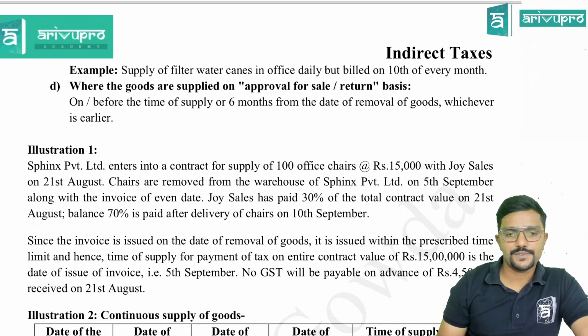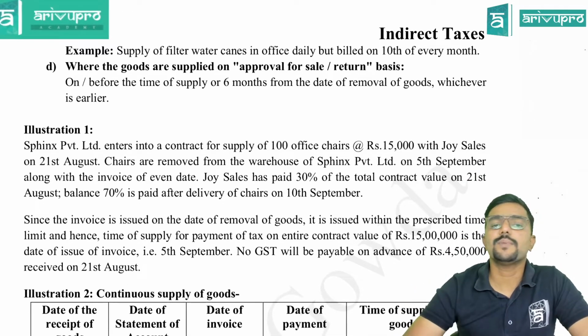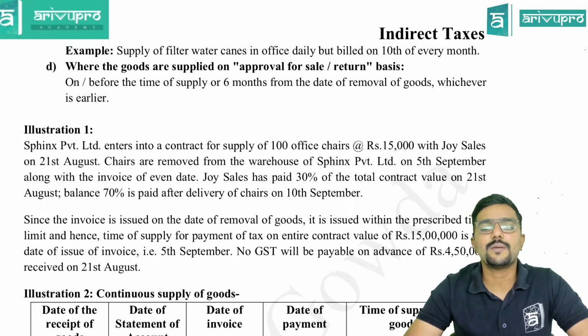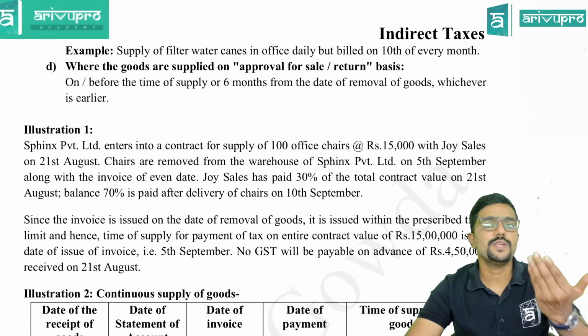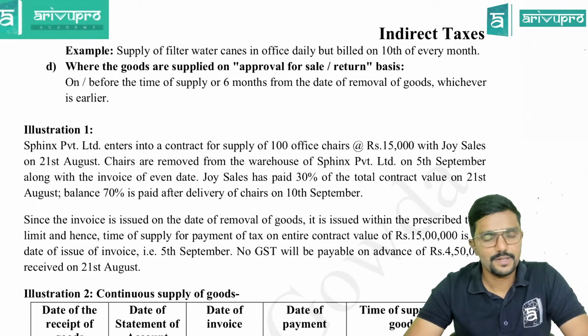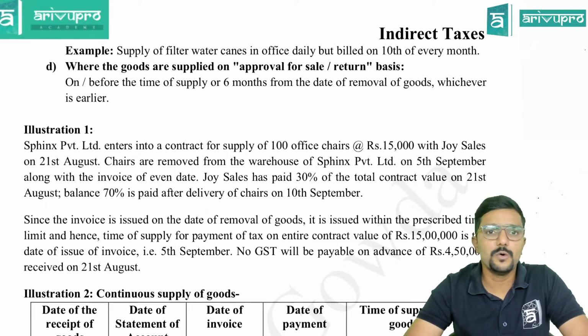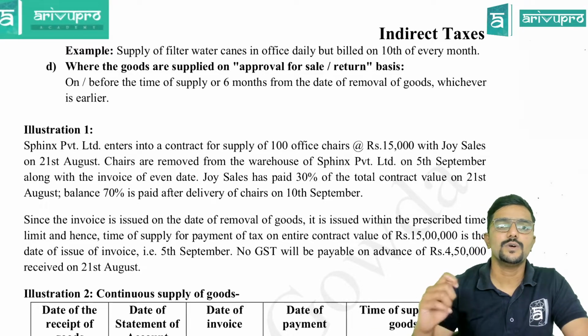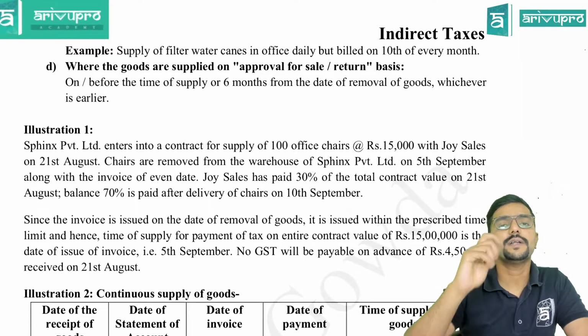Okay. Last case, where the goods are supplied on approval for sale or return basis. First of all, what are goods supplied on approval for sale or return basis? See, assume you want to purchase goods from me. I tell you, because you supply goods to me, if I am satisfied with whatever goods you have sent, I will keep them. If not, I will send them back. So we will call it goods sent on sale or return basis.